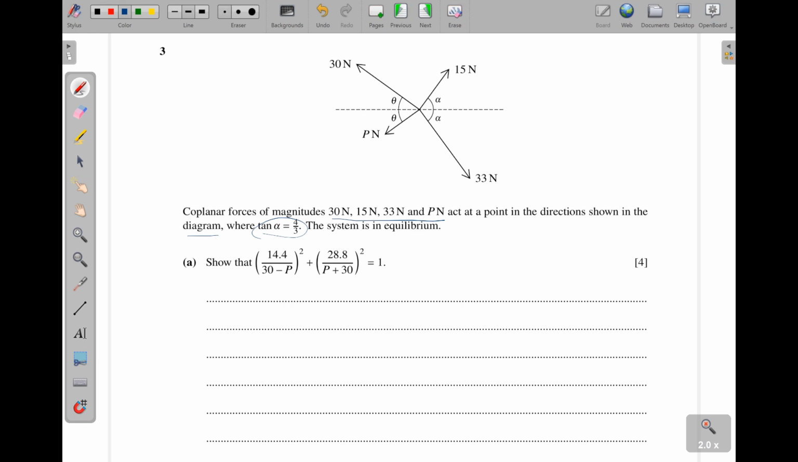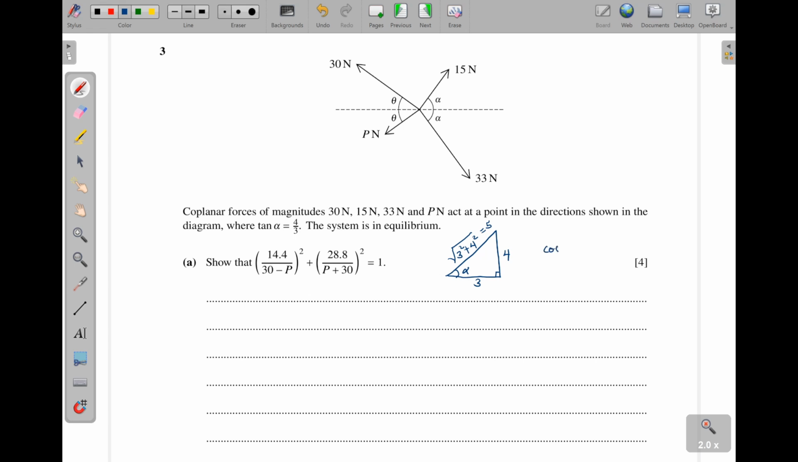Now I'll begin from here, because when I resolve these forces, I'll need cos of alpha and sine of alpha. Using this right angled triangle and applying SOHCAHTOA, tan is opposite, which is 4, over adjacent, which is 3. That means I will need the hypotenuse here. Using the Pythagoras theorem, the hypotenuse is the square root of the adjacent squared added to the opposite squared. So 9 plus 16 is 25, root of 25 gives us 5.